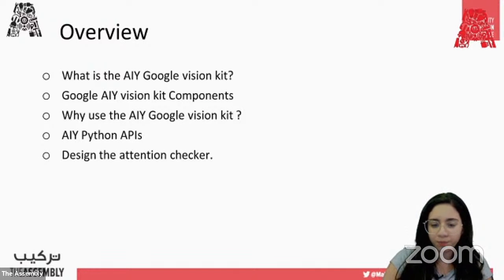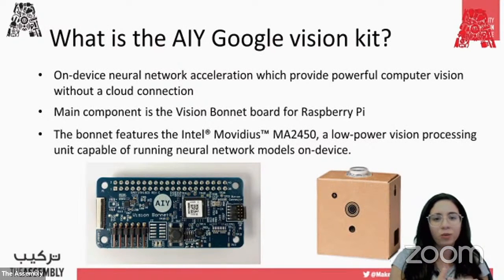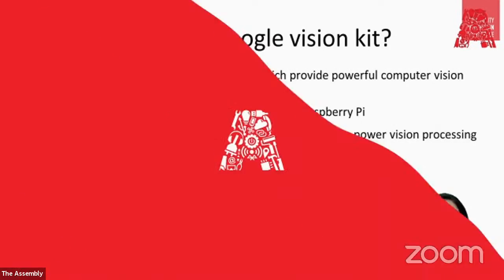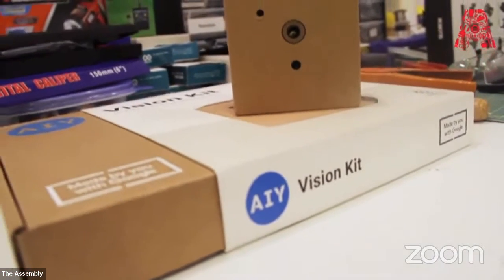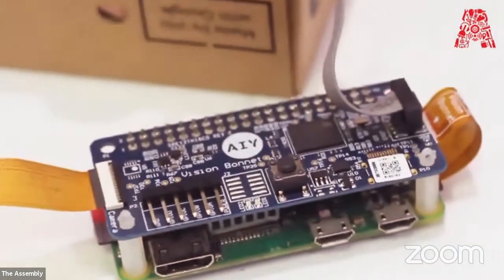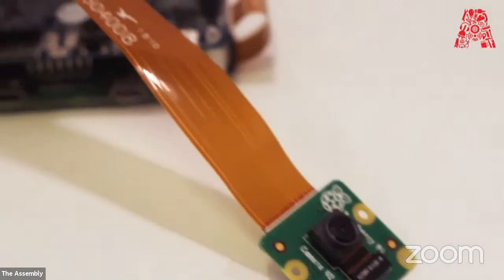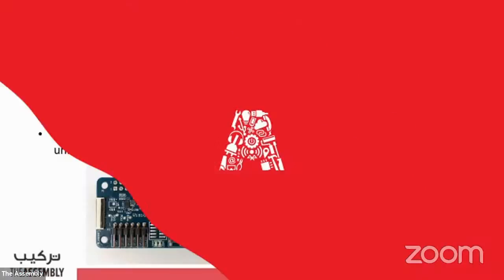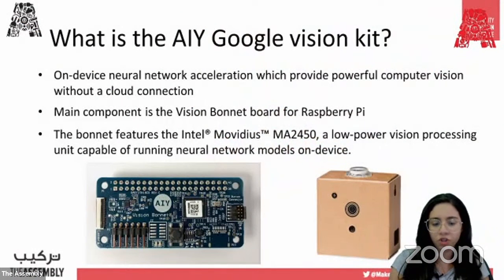So to start with, what is the AIY? Basically, it was an idea from Google, and they've been working on creating an on-device neural network that could be run on the device without any power being provided from the cloud, without any cloud connection. So it's an on-device neural network. The main component of the Google AIY is the Vision Bonnet board, and it's powered by the Raspberry Pi. So we have the Raspberry Pi and the Vision Bonnet board, and both of them form the whole Google Vision Kit. The Bonnet features the Intel processor, which enables the board to actually run the neural networks on the device without any need for a cloud connection.